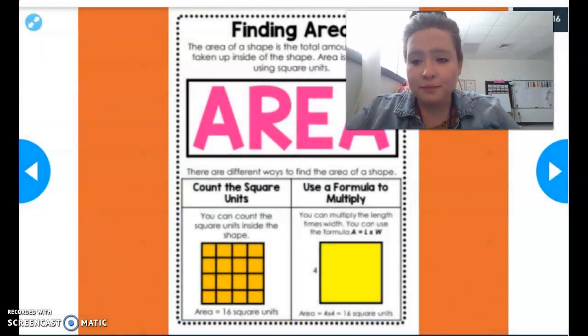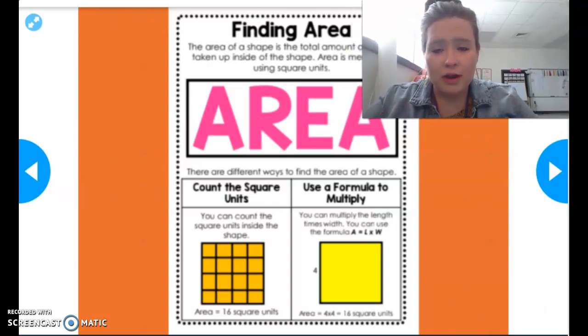Hey, third grade. Okay, so today we're going to be moving on to finding the area of rectangles, okay? And so we're going to start off today and tomorrow just finding the area of a rectangle, and then we're going to move on and use what we learned today and tomorrow to find the area of composite figures, okay? And we're going to talk about that a little bit more later on in the week, all right? So let's first talk about what area is, okay?